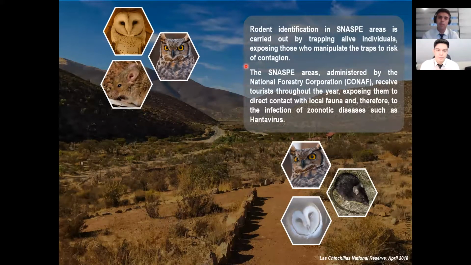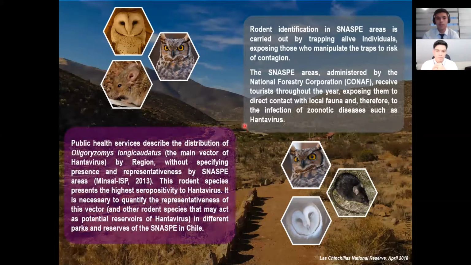A problem that we face in our country is the way to identify the vector rodents in the protected areas. It is carried out by trapping alive individuals, exposing those who manipulate the traps to a high risk of contagion by hantavirus. And not only them, but the thousands of tourists that visit the protected areas throughout the year have direct contact with the local fauna and therefore with zoonotic disease vectors.